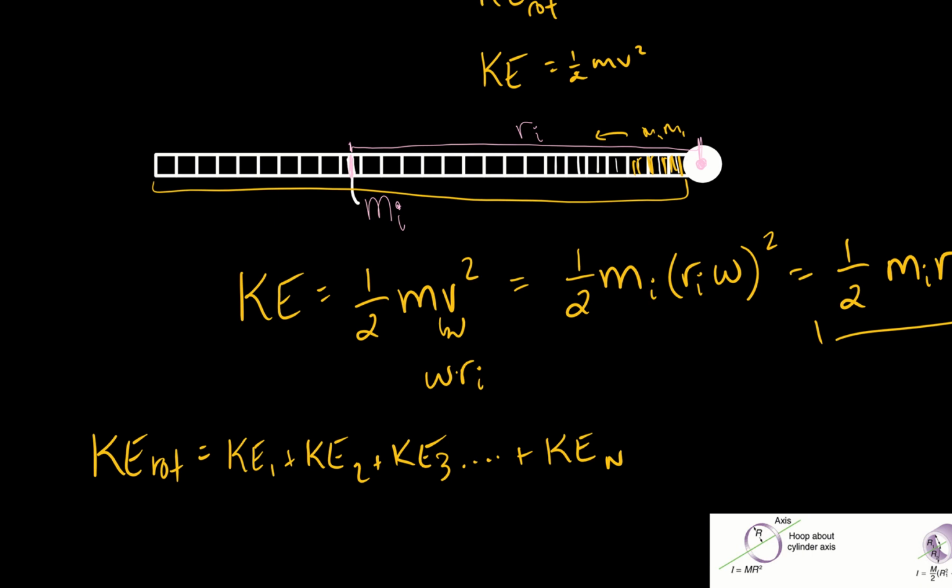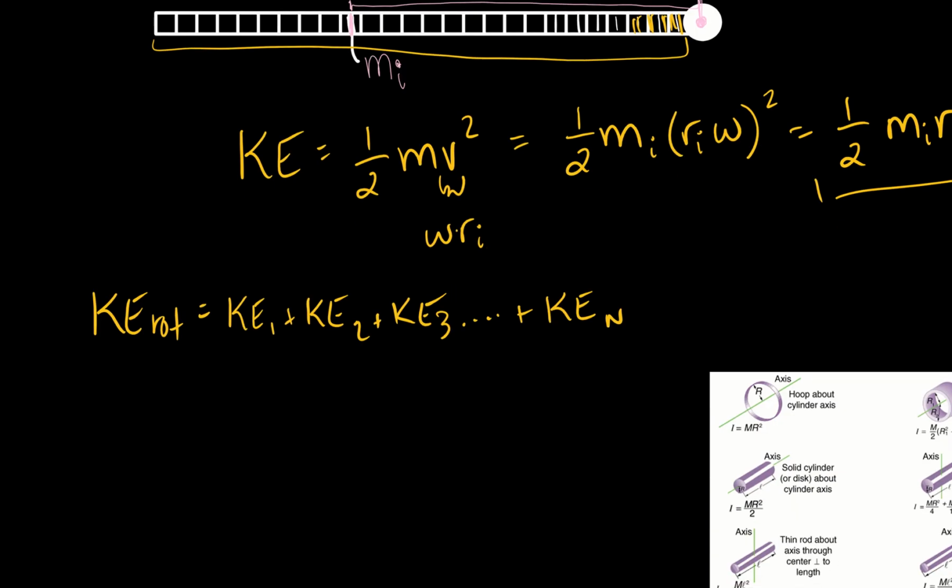But in math we know that when we sum up a bunch of things, you can use summation notation to show that. So let's use summation notation. That would mean we're going to sum from i equals 1 all the way to n of all of those kinetic energies.